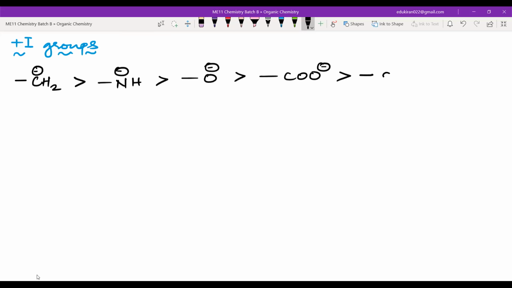And if you have more carbon atoms, it is going to give you more electron density. Okay, so this carbon atom, that is tertiary butyl, it is going to give you more electron density towards the carbon chain. Then followed by, if you have CH3, a hydrogen and a CH3, that is the 2-degree carbon.